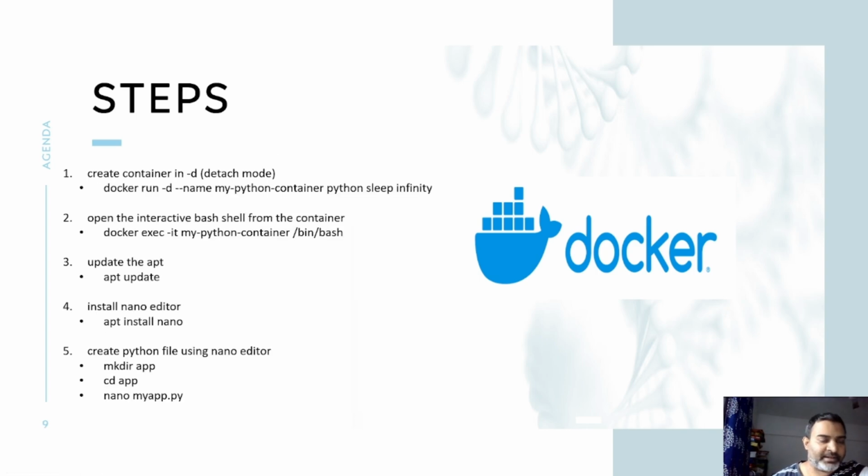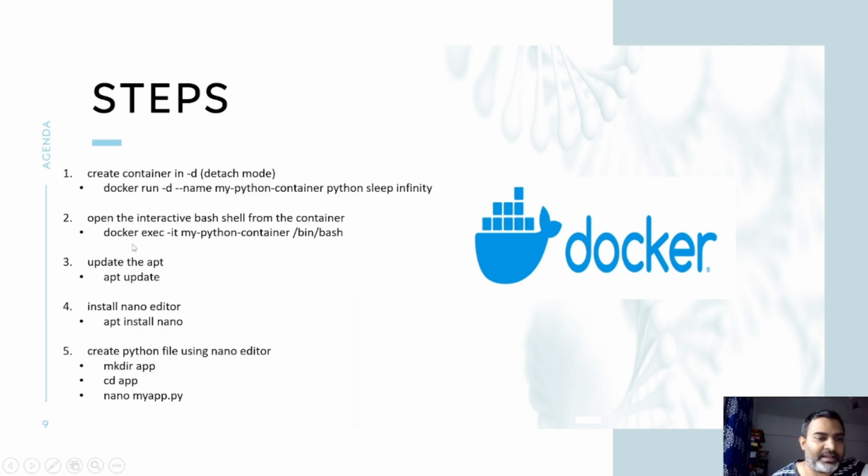There are a few steps which we need to follow to do this program. First we will create a Python container. To create it, we'll use the docker run command, in detached mode. The container name can be anything, and we'll create this container using the Python image, and we'll keep it running.